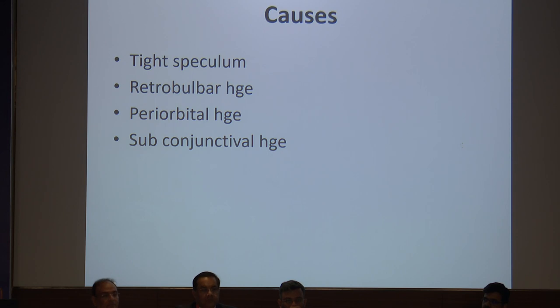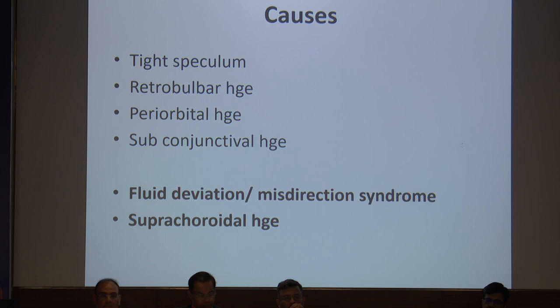Generally the shallow eye, or extreme shallowing of the eye, may not be because of that only, but there can be some other causes, like mild shallowing can be due to a tight speculum, retrobulbar hemorrhage, periorbital hemorrhage, subconjunctival hemorrhage, even sometimes if it is very massive. But if it is of extreme degree, then most likely it is because of fluid misdirection syndrome or suprachoroidal hemorrhage during the phaco procedure.